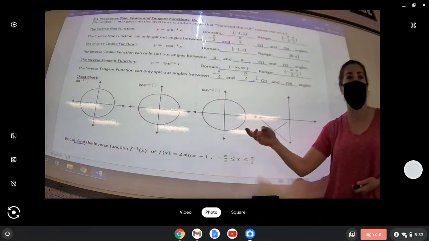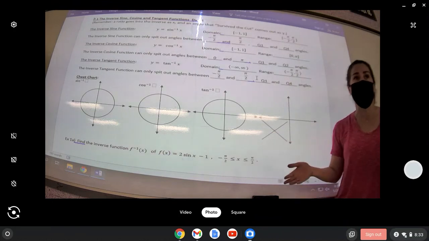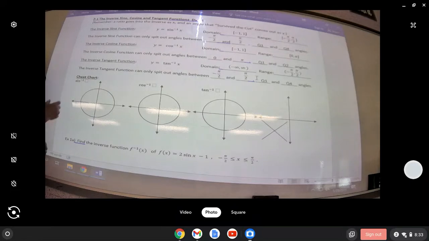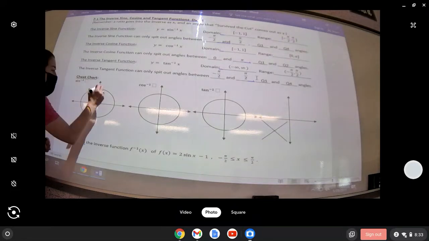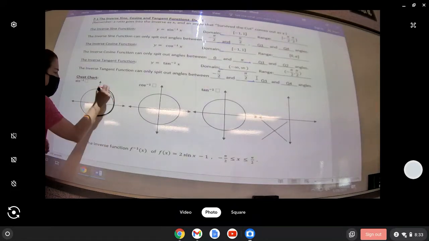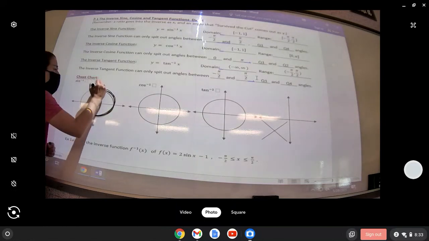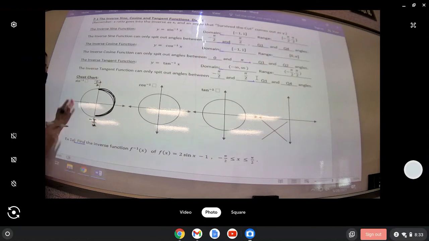I am a big fan of these charts. I draw them all the time. Every time I'm doing a problem, this is what I picture. So just to kind of review with you one more time, if you are dealing with the inverse sine, he's only capable of spitting out angles right here on our unit circle, from pi over 2 to negative pi over 2. Those are the only angles and ratios that survive the cut of its graph to make the inverse exist.